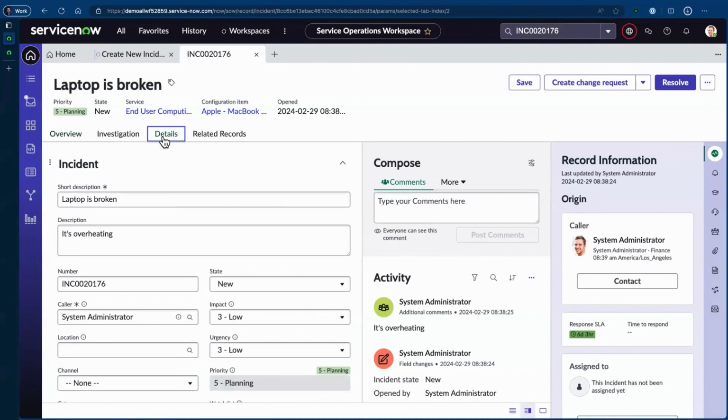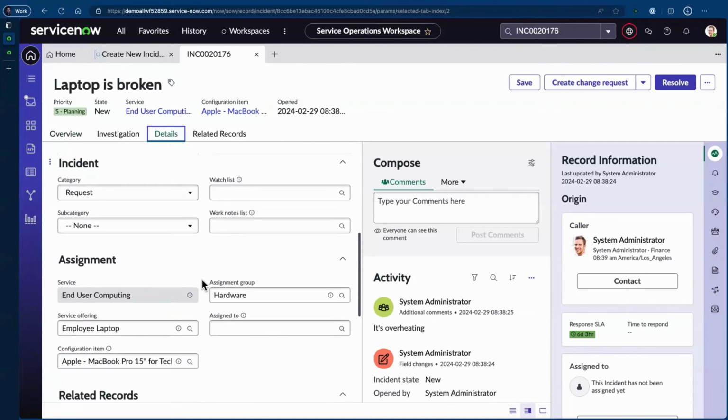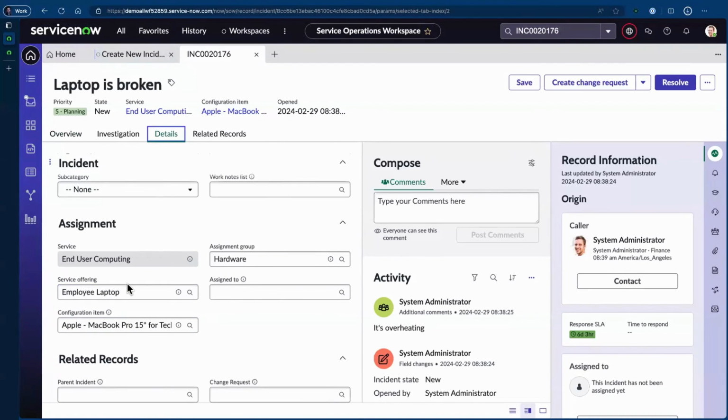And on the details page, we've got all of this populated based on the fact that the service offering was associated to the catalog item. So with the bare minimum of configuration, you've got that catalog item being routed to exactly the right team that can resolve it. You've got your service information and your offering information. This is really, really useful for reporting and getting that high quality task intelligence data into the system that helps drive that future intelligent routing to teams.